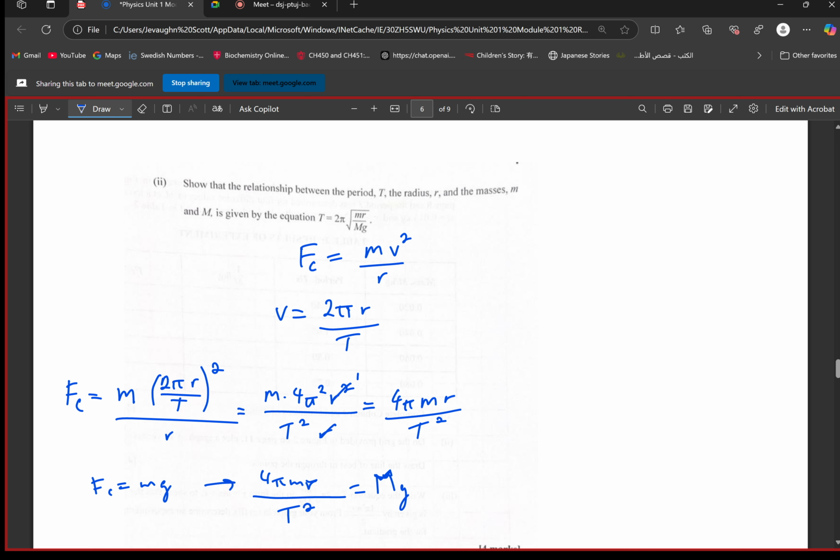Tell me if you're getting lost. Let's draw a line down the center so we can continue on the other side. Rearrange now. We must transpose to isolate T, because it's T we have on the left hand side. So let's keep T on the left hand side. So we end up with T squared being equal to what? 4 pi squared m r over M g.